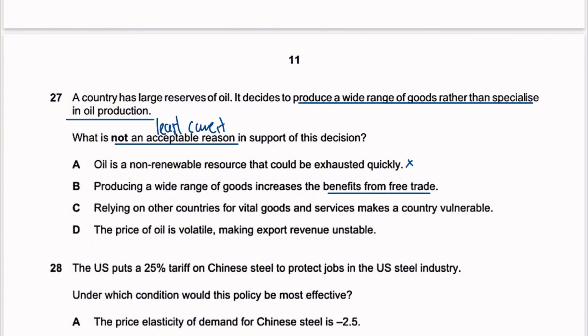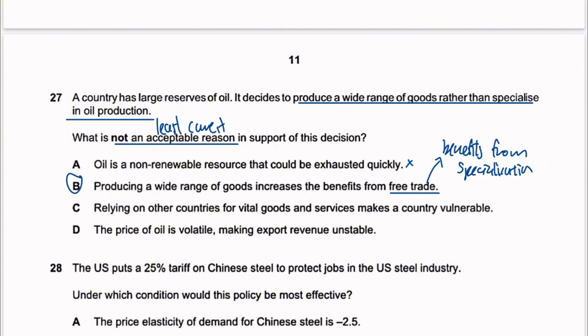Okay, this is wrong, because free trade only happens when a country specializes. So it benefits from specialization. However, in this question, they say that the country produces a wide range of goods, so it's the opposite of what we want. Okay, so if this is incorrect, this is the answer. But let's look at other answers as well.